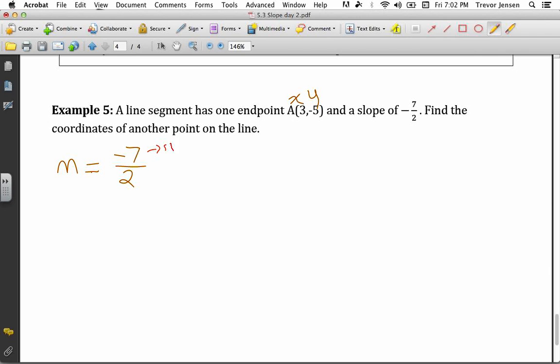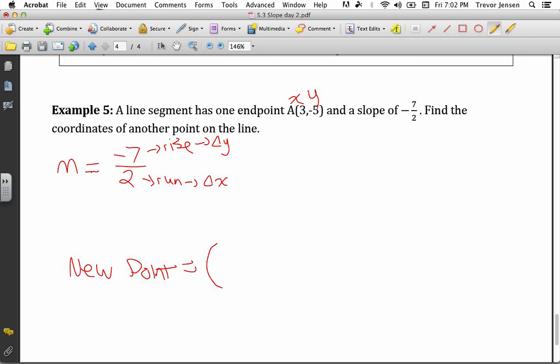This is my rise, and rise is the vertical distance, or the change in y. The denominator is my run, the change in the x-coordinate, or the horizontal distance between two points. So if my starting point is (3, -5), the next point is going to have a rise of -7, so it goes down 7, and a run of 2, so it goes right 2. Let's just add my rise and my run to my original point, and that'll give me a new point.